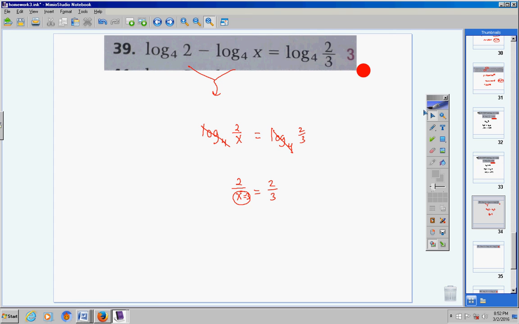Now don't forget, on logarithmic equations, you must always check your answers. So we go to where the x is and we put a 3. Does that give me a positive argument? Yes, a positive 3. So we're good. Number 41. All right, same thing, guys.